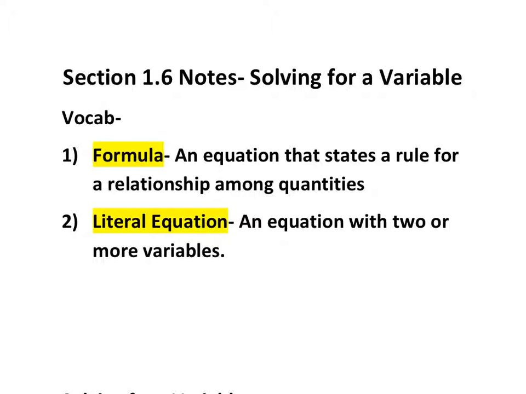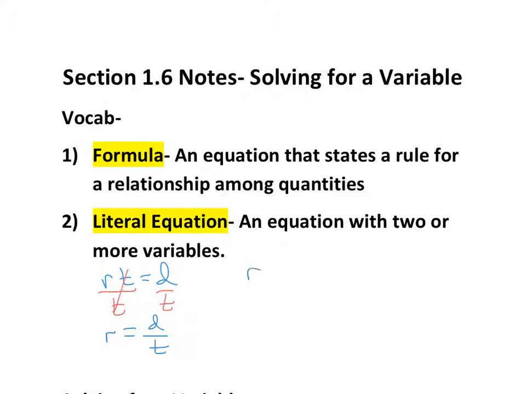literal equation would be rate times time equals distance. And we're going to try to solve an equation like this for either r or t or d. So if I were to solve this equation for r, we would want to get r by itself, so we would want to undo multiplying by t by dividing both sides by t. That would give us a new equation of r equals d over t. So that equation is now solved for r.